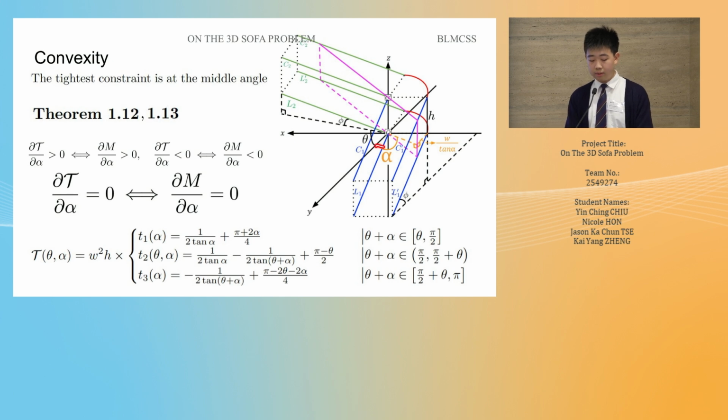We denote alpha as the rotational angle of the object. Then we prove that the tightest constraint is at the middle angle, which is alpha equal to pi minus theta over 2. We first denote M as the largest volume of the convex object that can pass through the staircase, and M must lie in between this pink plane and the walls of H. The space in between is denoted by T, and we find the expression of T and prove that T is minimized at the middle angle. For a rectangular object, M decreases with T, therefore M is also minimized at the middle angle. So we only need to consider the tightest constraint at the middle angle for further calculation.